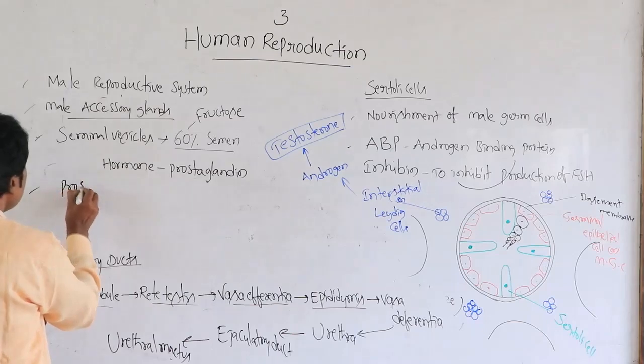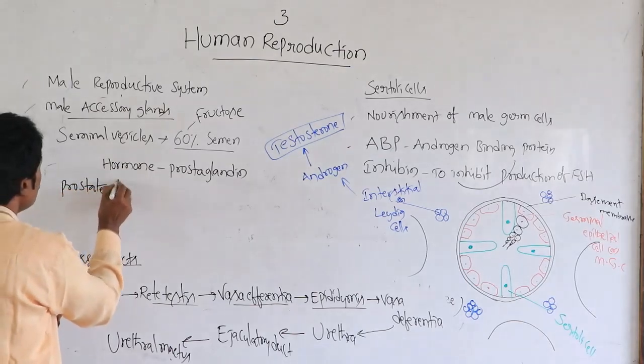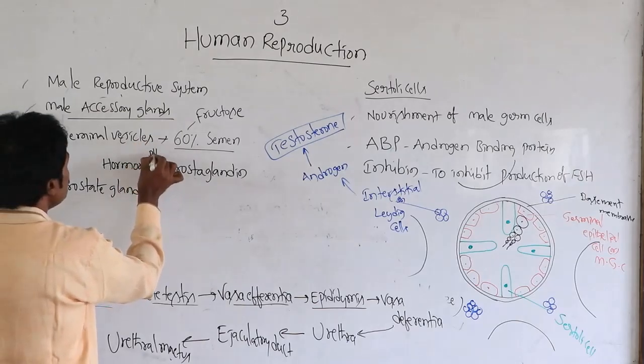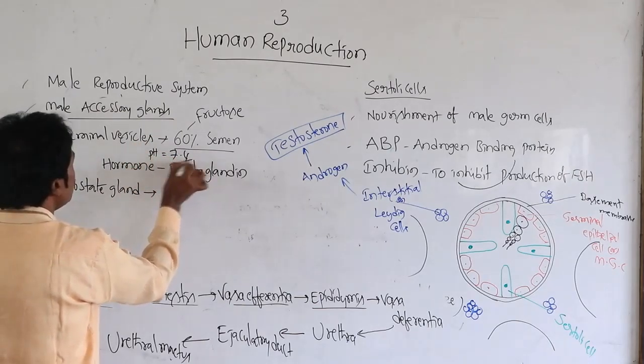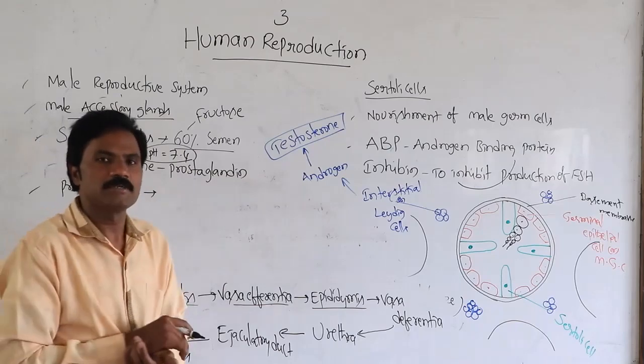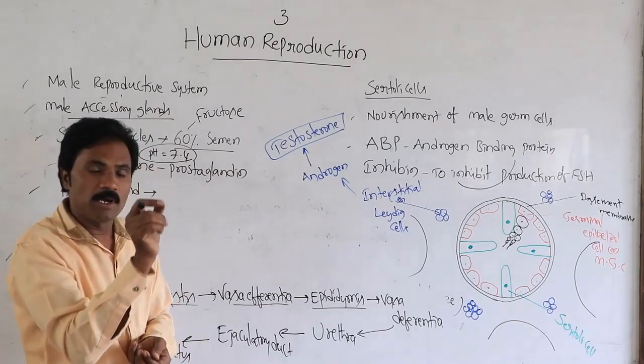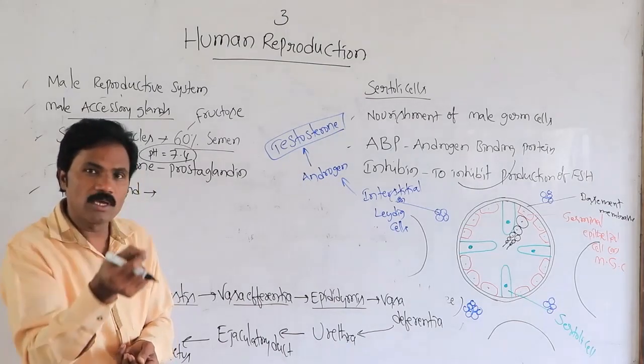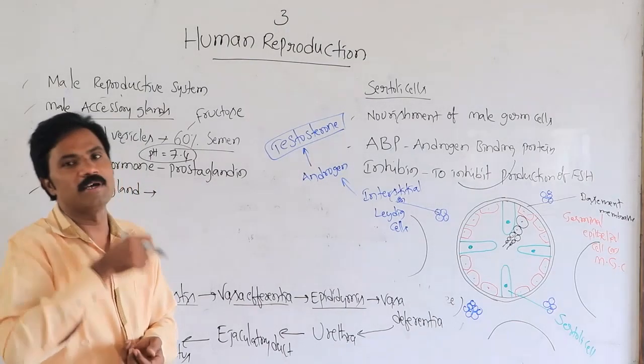Then the prostate gland. In the prostate gland, we write the pH value as 7.4. It is alkaline in nature. Why? Because it is a common urethra. I said the urine is actually acidic in nature, and along with the acidic nature, the male gametes would be destroyed.